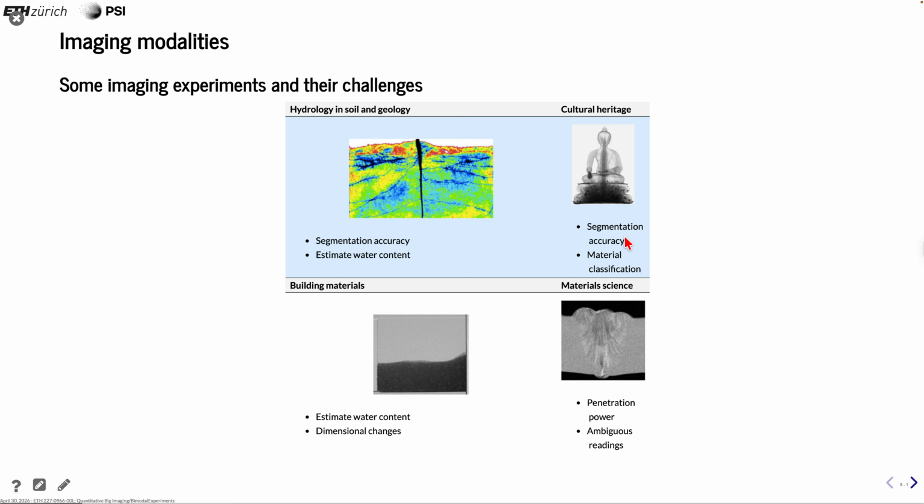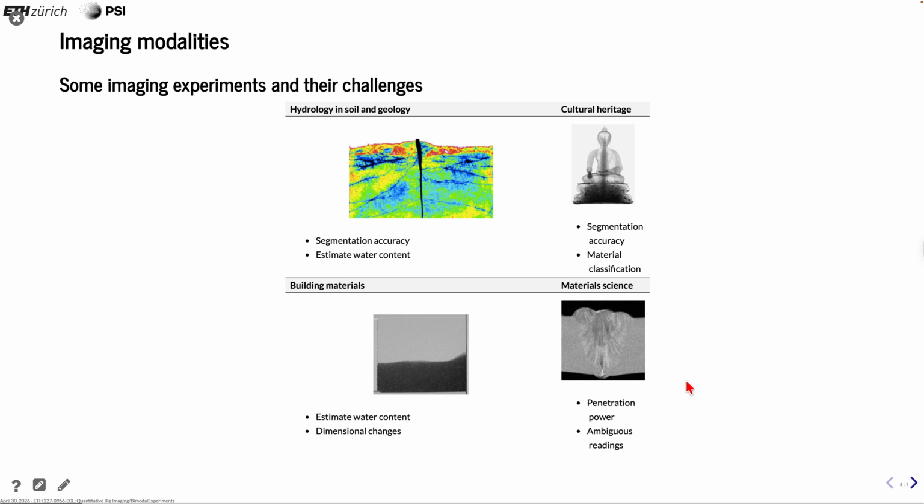For cultural heritage, again, we have the segmentation accuracy. How well can you actually tell if that is a special kind of material in an object? And going on, again, more water. In this case, it's in building materials, where we again want to estimate the water content. And here the problem is that the objects often can change shape or have structural changes, like cracks that can be introduced due to the water coming in or going out.